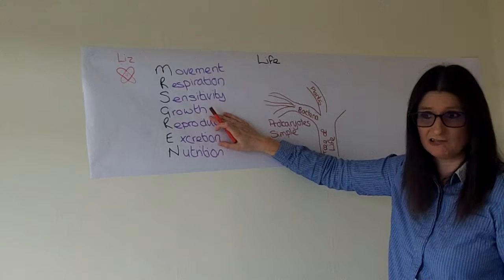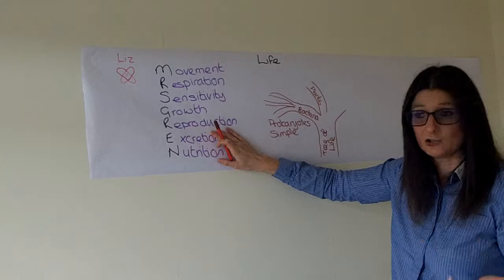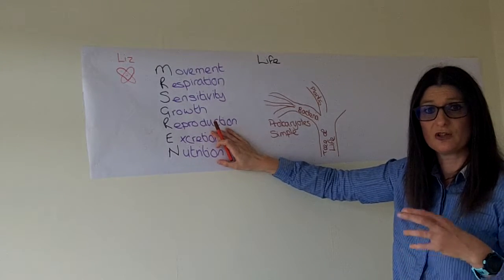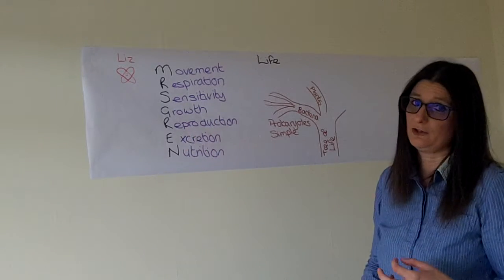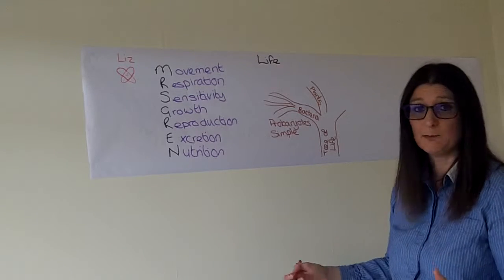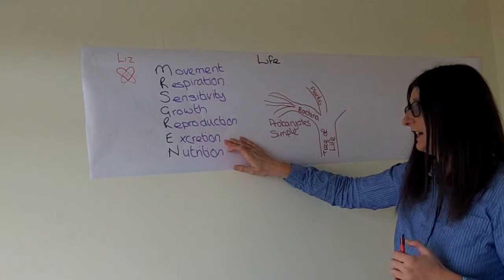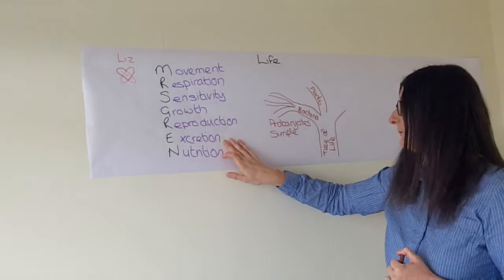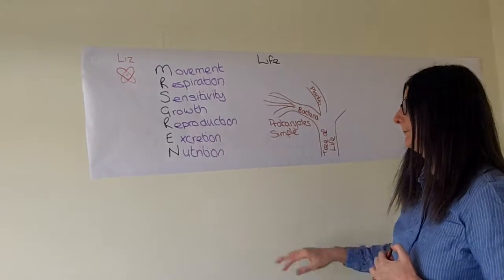Growth, yes, plants grow. Reproduction, yes, a lot of plants produce seeds. Some plants reproduce through making runners, and on a cellular level they need to be able to reproduce in order to be able to grow, to make more cells, to make more plant. Excretion, yes, they give out carbon dioxide as a waste product. They also give out oxygen as a waste product when they're photosynthesizing.